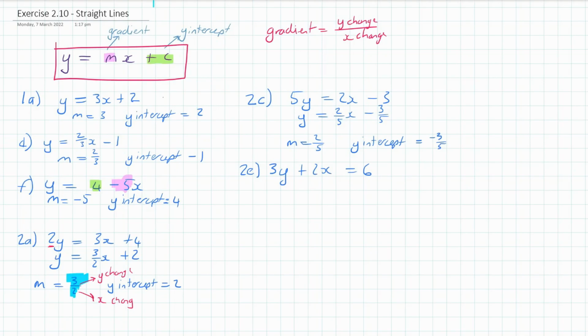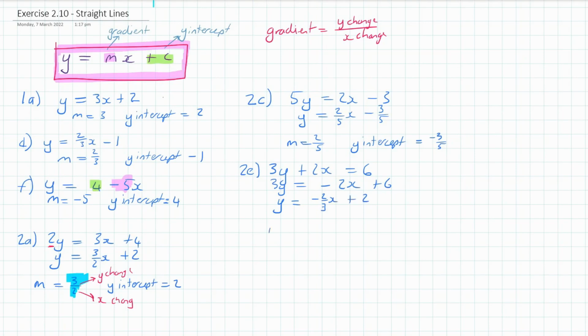Okay, so what we're going to do here is we're going to bring the x across to the other side, so subtract 2x from both sides. Why? Because I really want my formula to be in this setup here. I want it to be y equals something. So now I'm going to get y by itself by dividing both sides by 3 to give me negative 2/3 x plus 2.